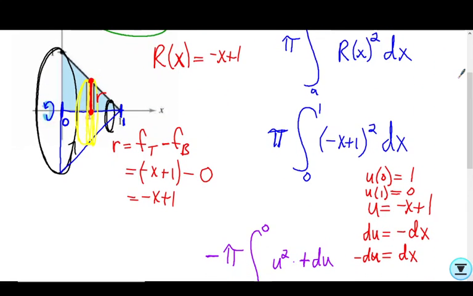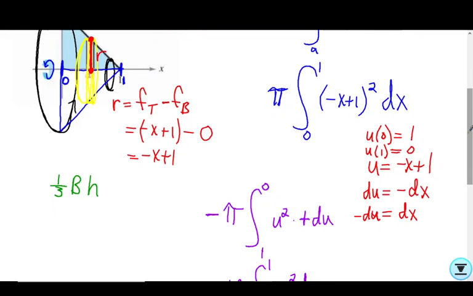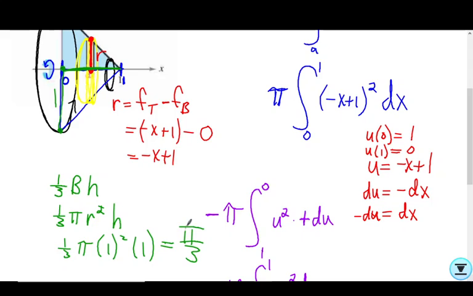Which makes sense, because, okay, let's look at it this way. This, if you look at the shape, ends up being a cone. What's the equation for the volume of a cone? It's 1/3 area of the base times the height. And in this case, it's 1/3 pi r squared times the height. Well, the radius is from here to here, which is 1. The height is from here to here, which is 1. So we get 1/3 pi times 1 squared times 1, which equals pi over 3, which gives us the same thing that our integral does.